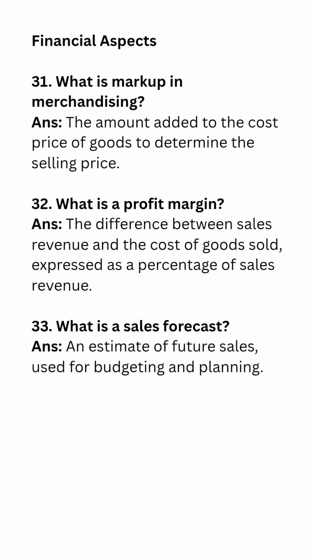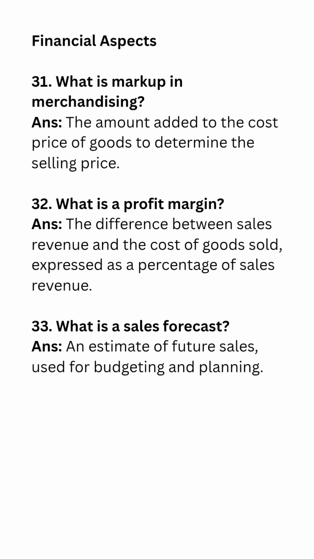Financial aspects. 31. What is markup in merchandising? Ans. The amount added to the cost price of goods to determine the selling price. 32. What is a profit margin? Ans. The difference between sales revenue and the cost of goods sold, expressed as a percentage of sales revenue.